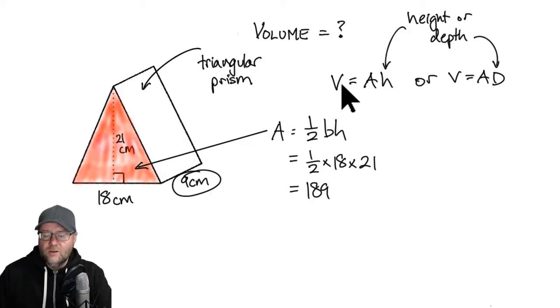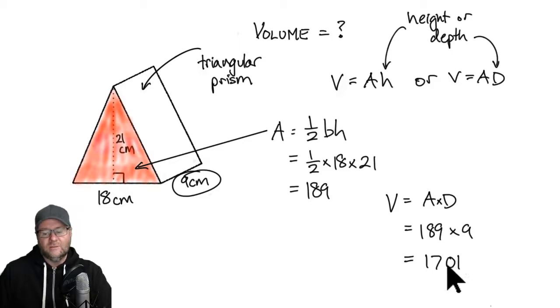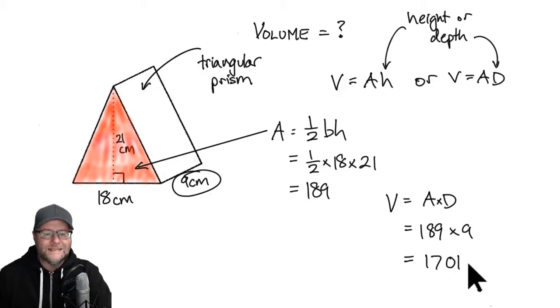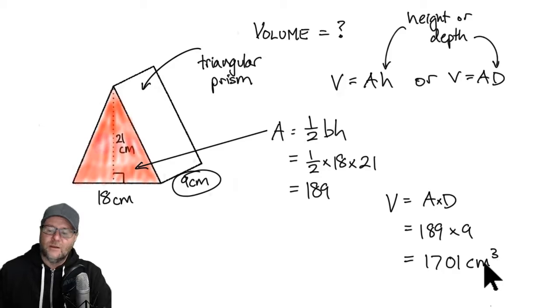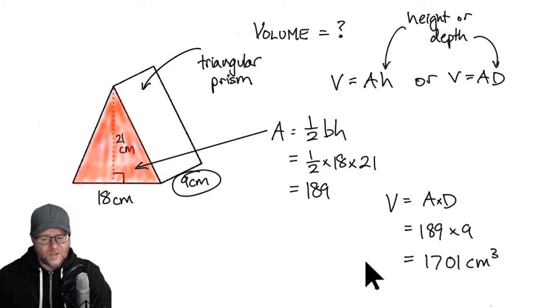And according to my volume formula, all I need to do with that, once I've got the area, is multiply it by the depth of the prism. In this case, is 9. Put them together and I get 1701. Now, because this is volume, my units were centimeters, but volume is always cubed. Remember we said area was squared. Volume is always the units cubed.